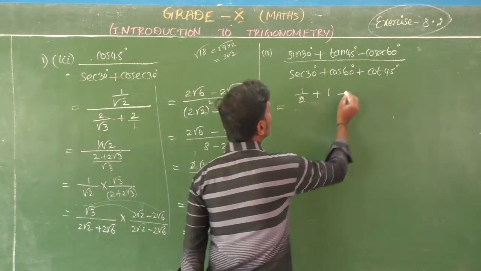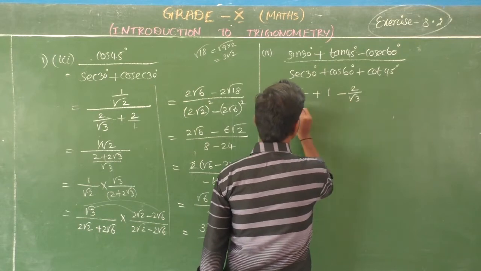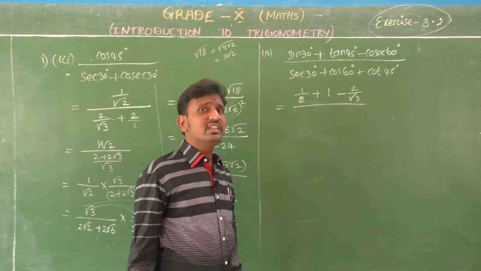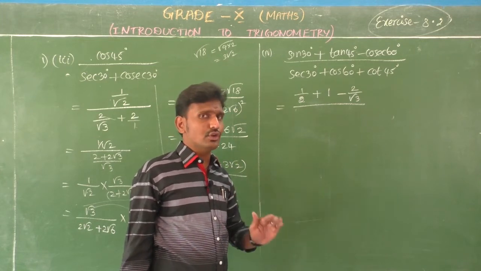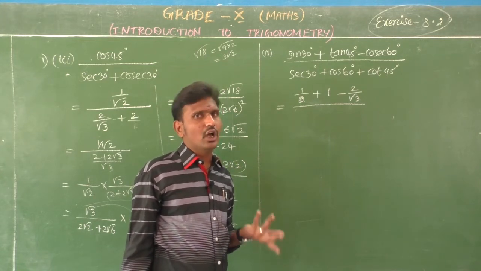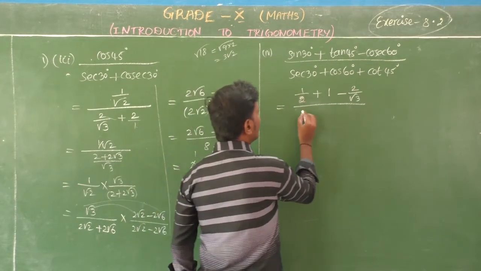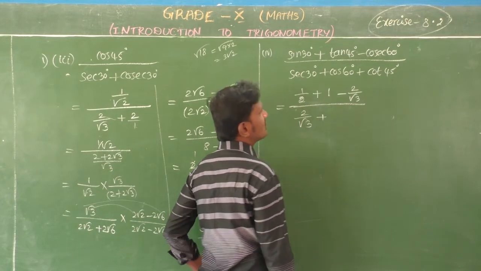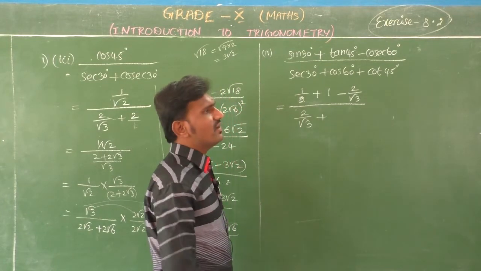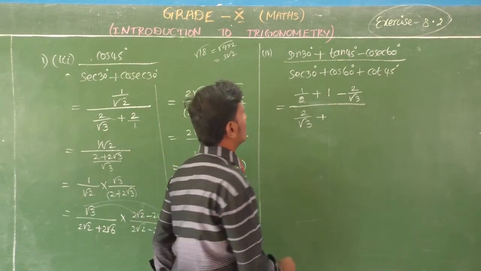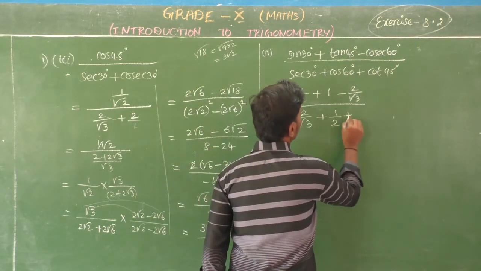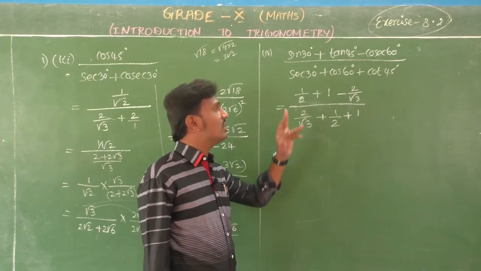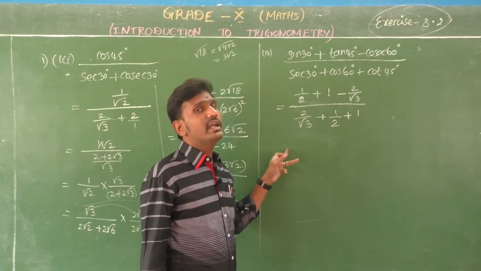So now 2 by root 3 will come. So the whole divided by secant 30. So secant 30, and before that you should know cos 30. Cos 30 what? Root 3 by 2, right? So it will come 2 by root 3 plus cos 60, what is that value? Cos 60, 1 by 2. Okay, so 1 by 2 plus cot 45 is 1. Okay, now you are going to simplify the numerator as well as the denominator.